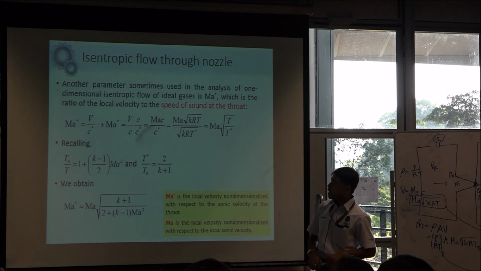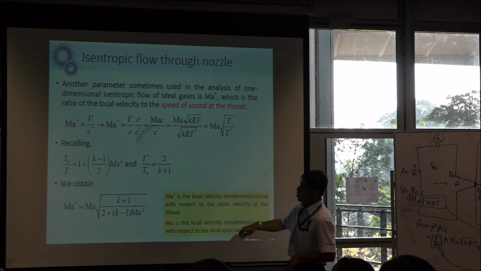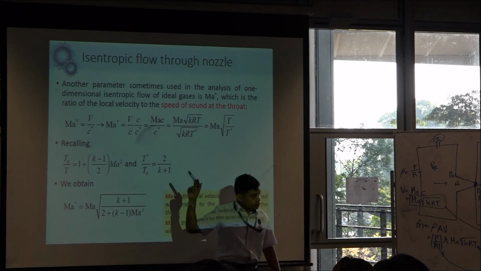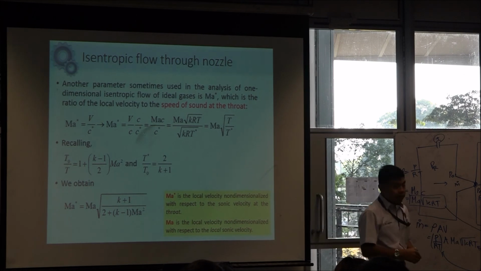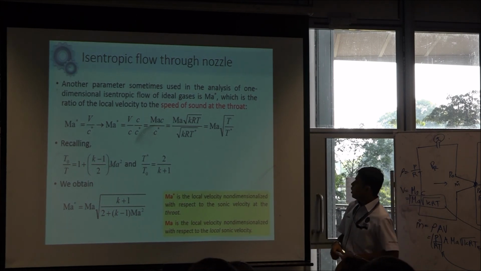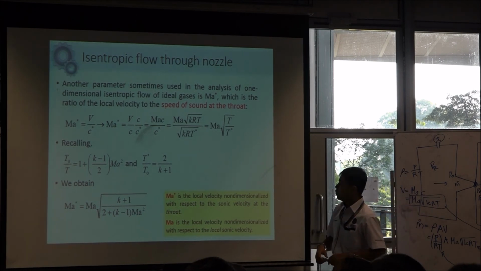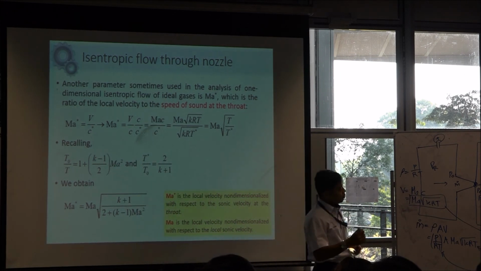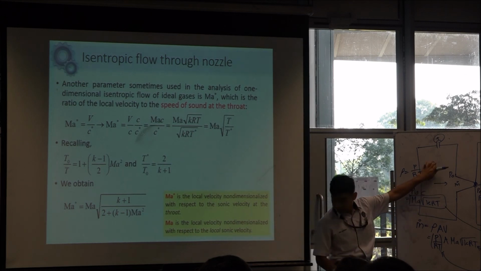Another parameter sometimes used in the analysis is called Mach number star. This Mach number is the velocity with respect to the speed of sound at the throat. Can I erase this one?